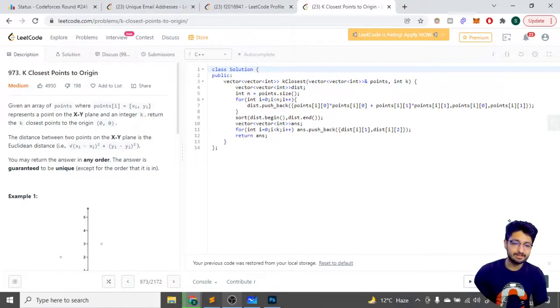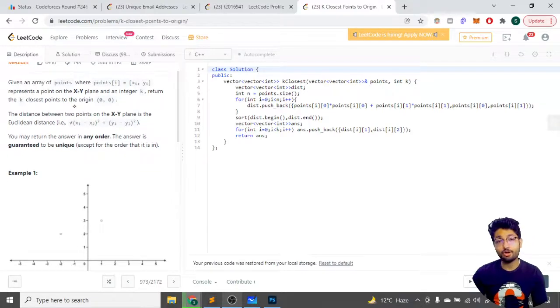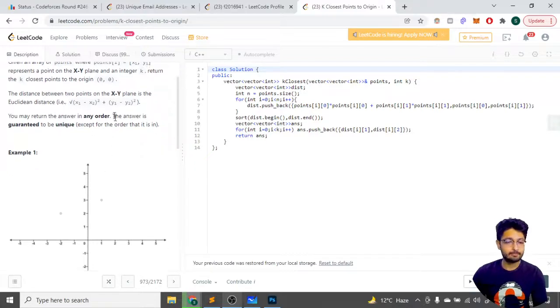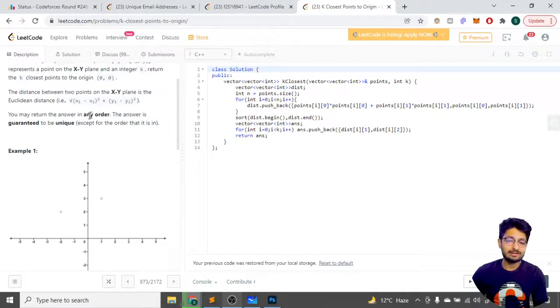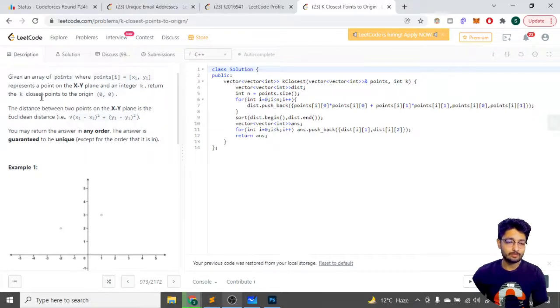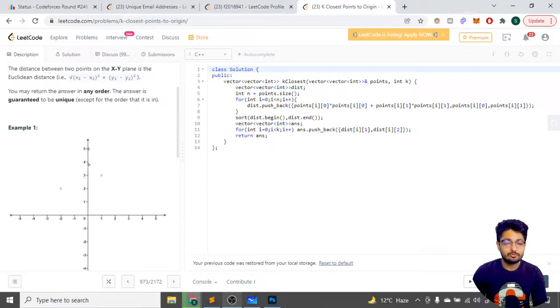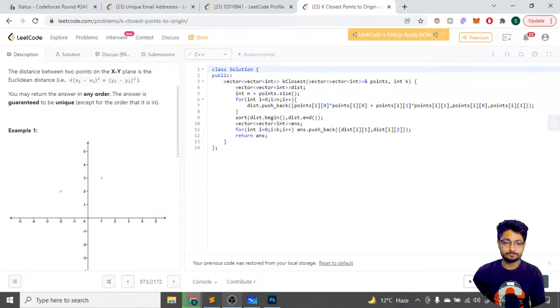The problem statement is very clear. It states that you are given an array of points where points[i] is x_i, y_i. So it denotes a point in the 2D plane. Now, what you're trying to find out is the Euclidean distance. You may return the answer in any order. The answer is guaranteed to be unique and you have to print out the K closest points to the origin. Okay, so you have to find out the K closest points to the origin, and this is the overall problem.